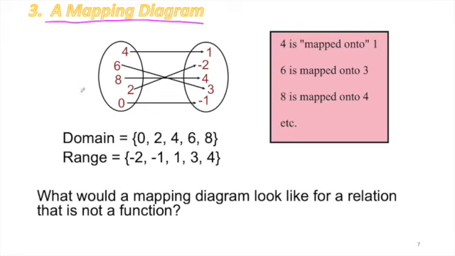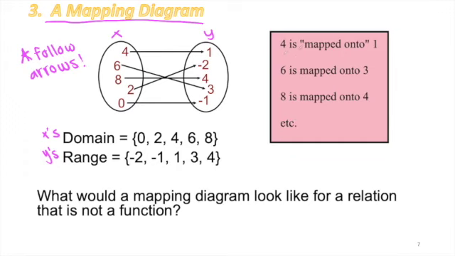Okay, so you follow the arrows in a mapping diagram to represent your different points. Here you're going to look at your domain: 0, 2, 4, 6, 8. What they've done here is just taken that domain, which is your x's, mapped them onto your y's, and put them in order. Same with your range: -2, -1, 1, 3, 4. Put those in order, and those are your domain and range, okay?